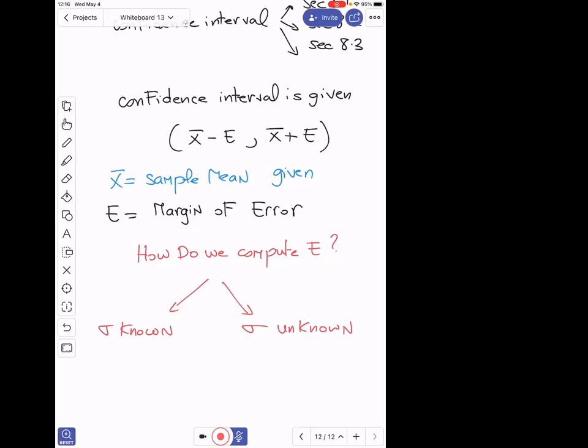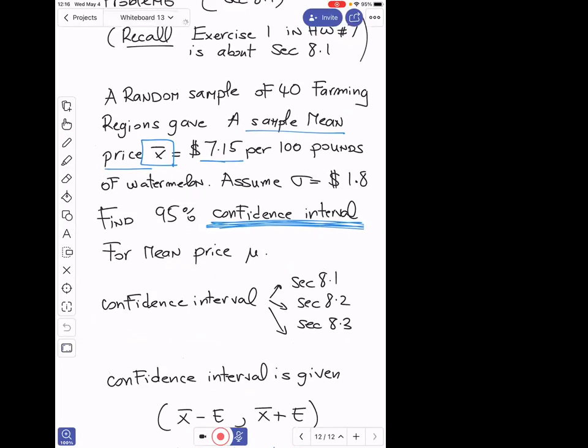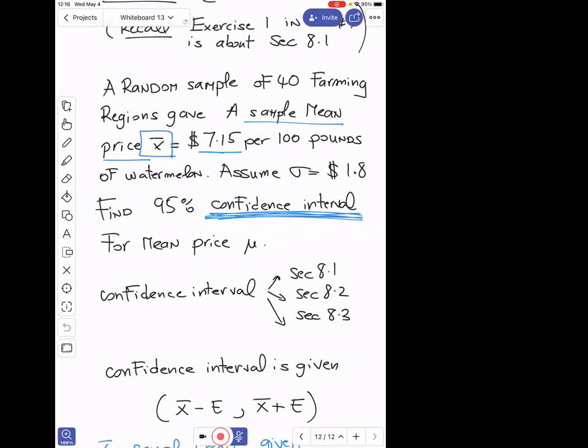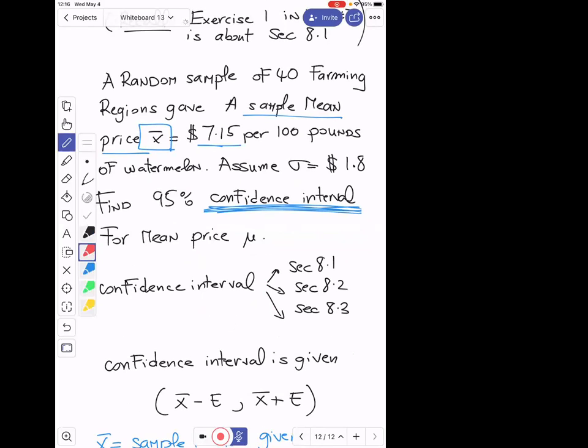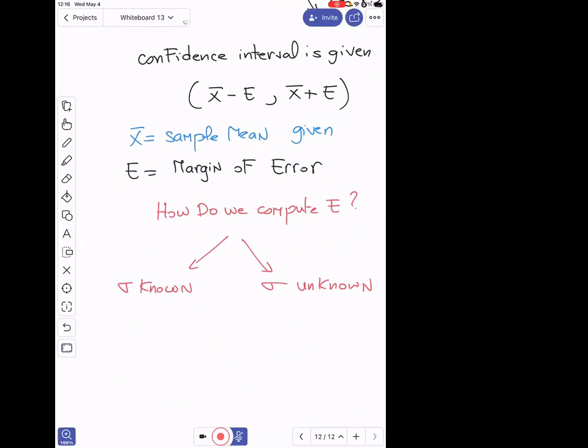Like in this problem, and in exercise 1 in homework 7, it says, assume sigma to be equal to $1.80, right? So sigma is given. It's in the problem. So we are in the case when sigma is known. That's section 8.1. Sigma unknown will be section 8.2.